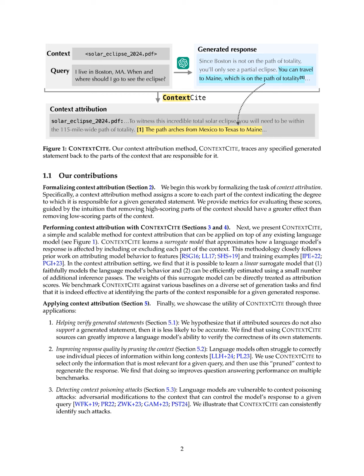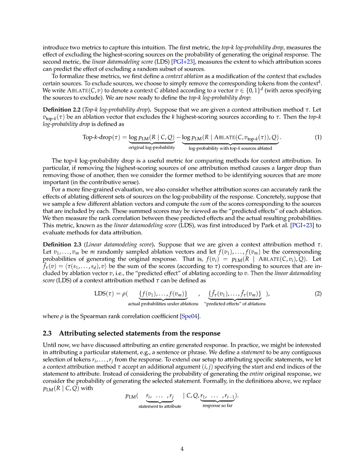The CONTEXTCITE method operates through a systematic process that involves several key steps. First, it samples a training dataset of ablation vectors, which are binary vectors indicating which sources from the context to include or exclude. For each sampled ablation vector, v_i, the method computes the probability, f(v_i), of generating the original response based on the modified context.